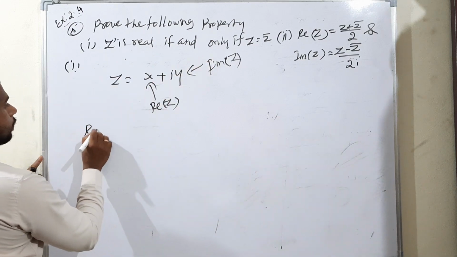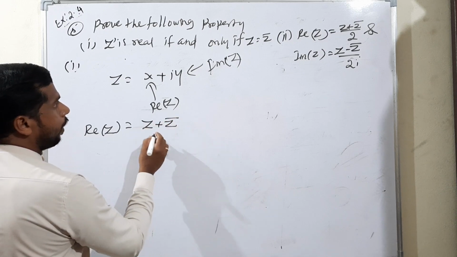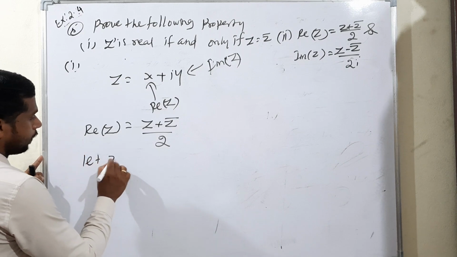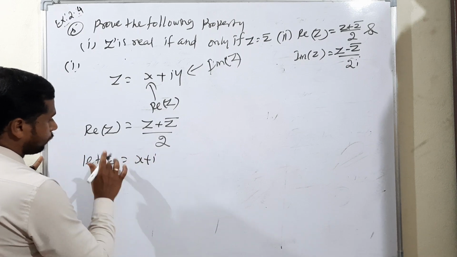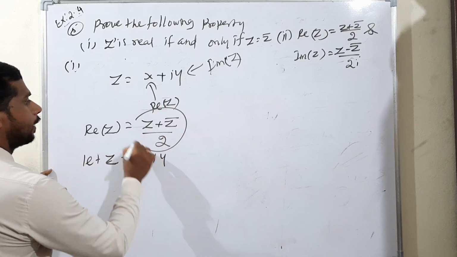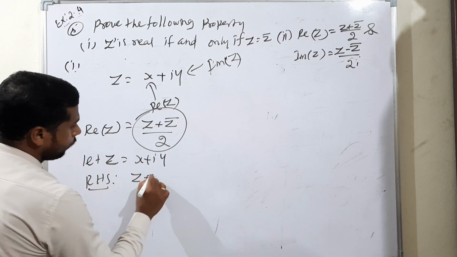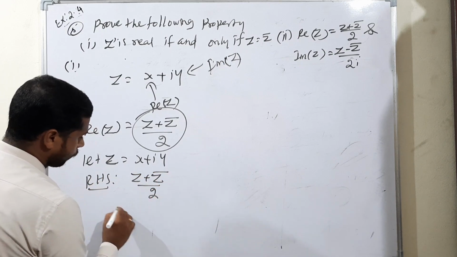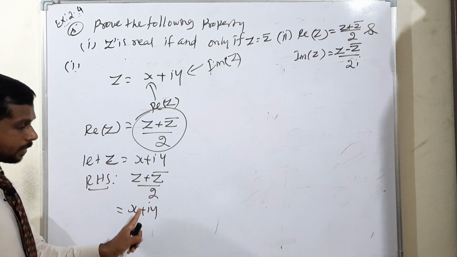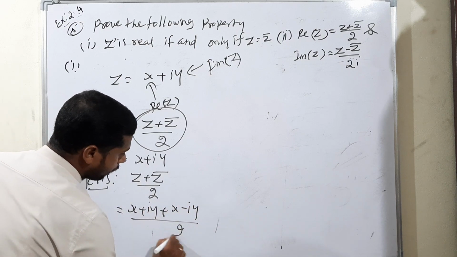What is the first part? Real of z is equal to z plus z bar by 2, isn't it? So for z plus z bar by 2, let z is equal to x plus iy. I will consider only the RHS part. RHS is z plus z bar by 2. Then z we have considered as x plus iy. For z bar, we just have to change the sign of the imaginary part, so plus x minus iy, divided by 2.